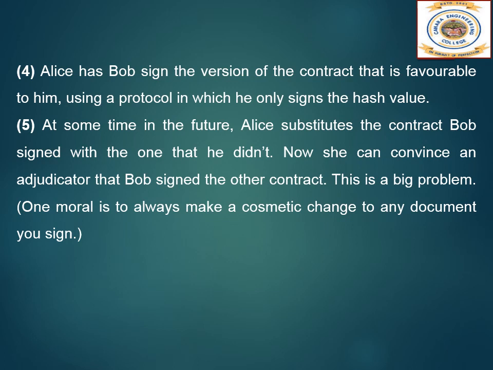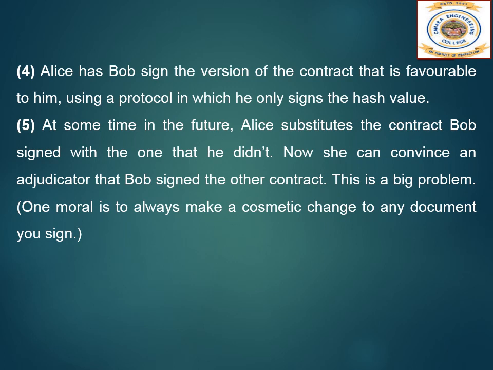Alice has Bob sign the version of the contract that is favorable to him, using a protocol in which he only signs the hash value. At some time in the future, Alice substitutes the contract Bob signed with the one that he didn't. Now she can convince an adjudicator that Bob signed the other contract. This is a big problem.